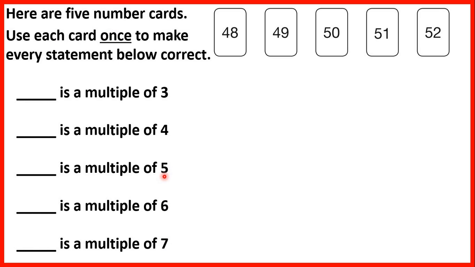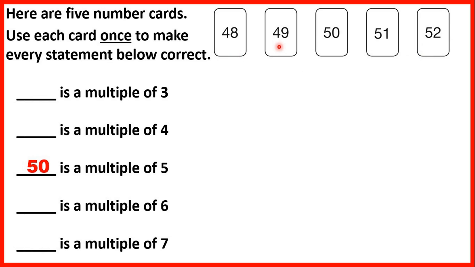Now we know that multiples of 5 always end in a 0 or a 5, so that means 50 has to be the number card that is a multiple of 5. So start with the easier ones. So here I've started with 5 because I know the rule for multiples of 5. Now let's think which of these number cards is a multiple of 6, because we know our 6 times table and that goes beyond 52.